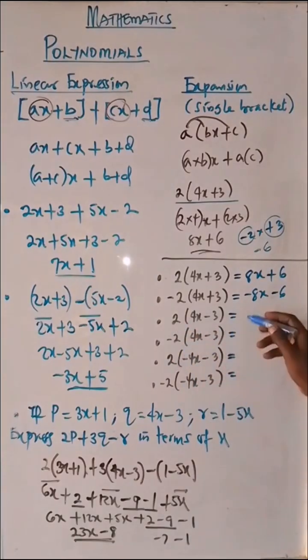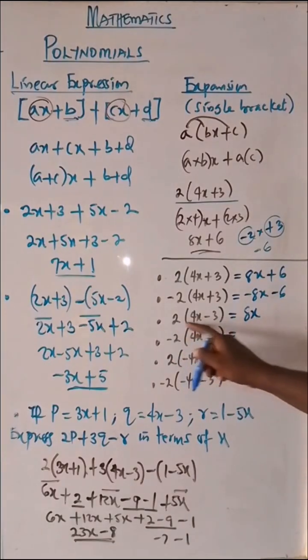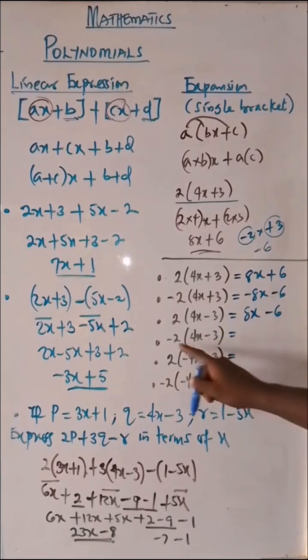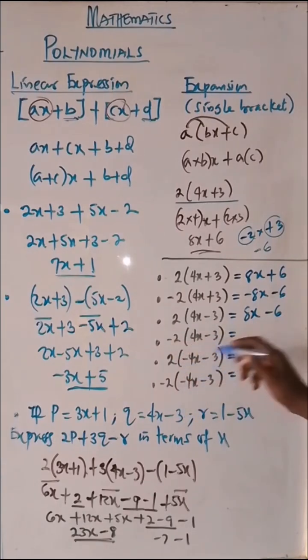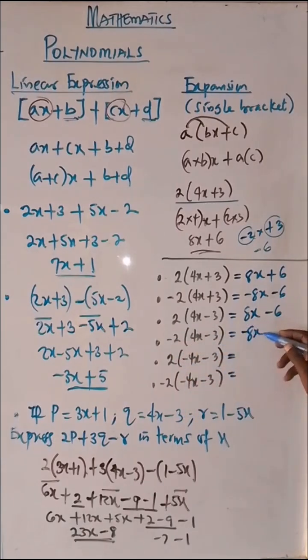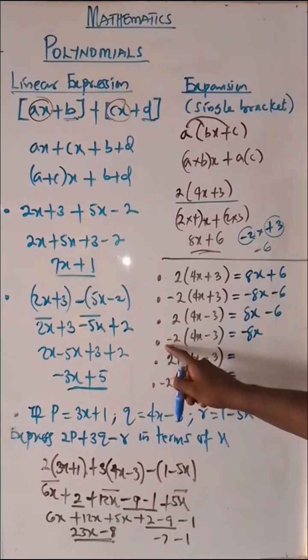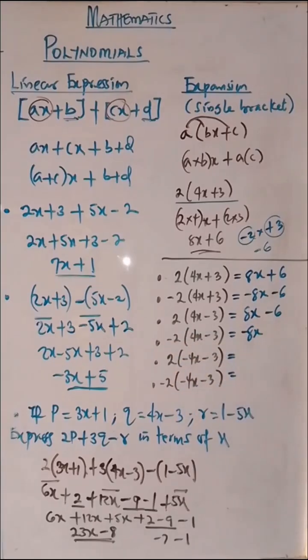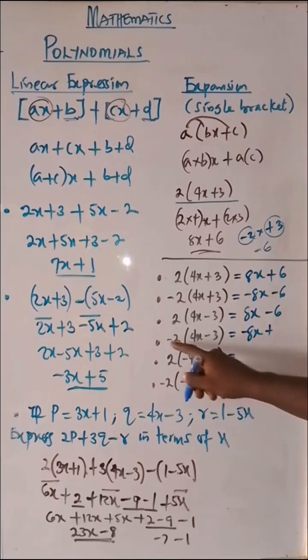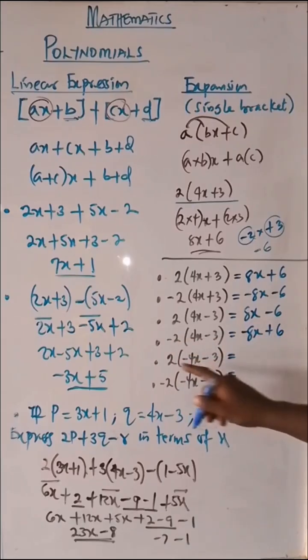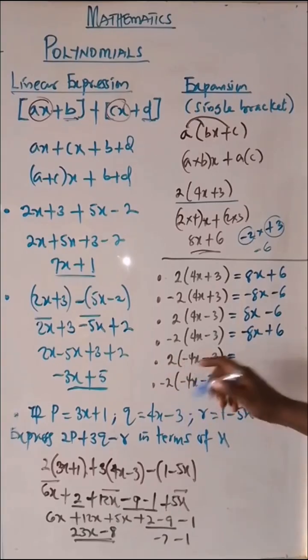Here, 2 times 4 is 8x. 2 times minus 3 is minus 6. Here, minus 2 times 4 is minus 8. Why is it minus? Because this is a positive number and a negative number. Negative times positive gives us what? Negative. Now, what about negative times negative? The answer is positive. Why? Minus minus is positive. 2 times 3 is 6. 2 times minus 4, that is positive times negative, that's how we get negative.